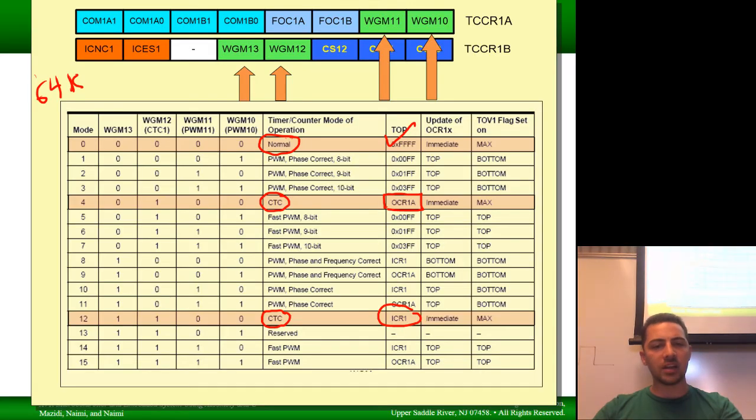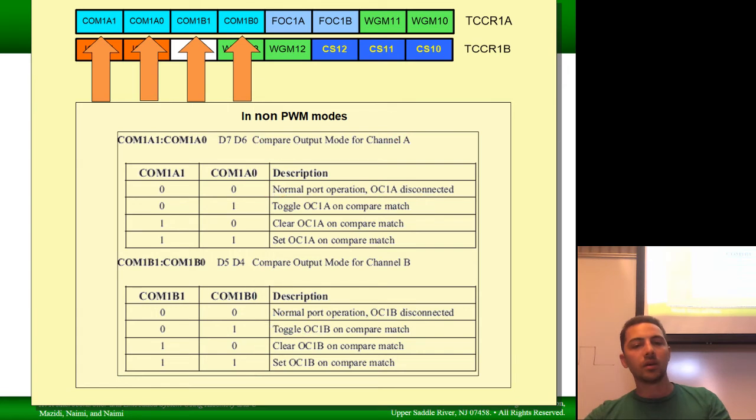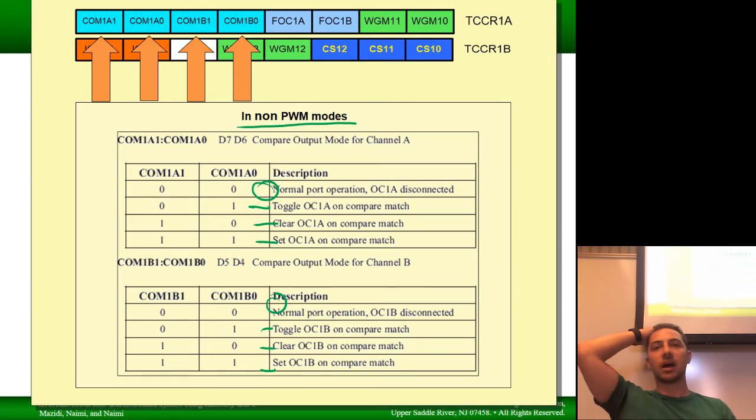So, and then everything else in here, all the ones that aren't dark red, are PWM modes. There's one mode that isn't a mode at all. Mode 13 is not any mode. But the rest of them are all PWM modes, and we'll get to those later. Okay? Specifically, later. If we are in non-PWM modes, it's the same thing. Toggle, clear, set, and disabled. By default, everything comes up in disabled mode.